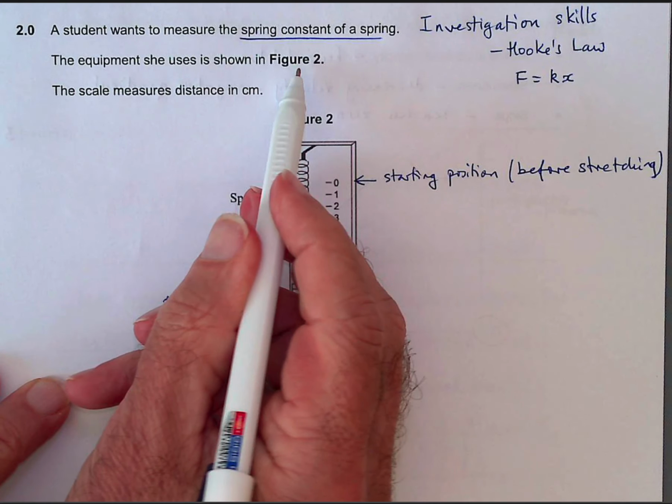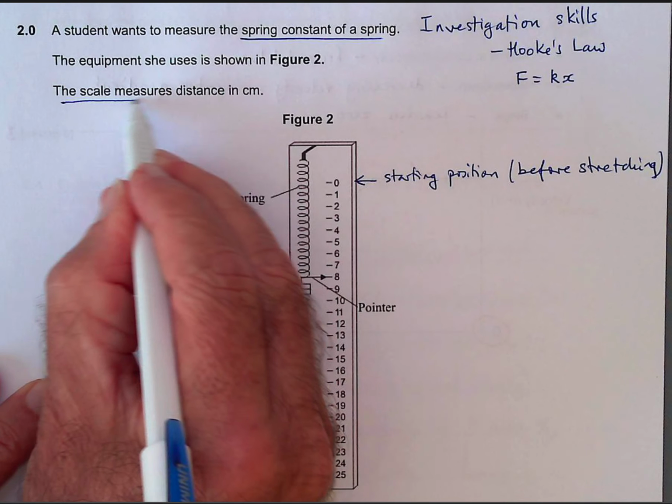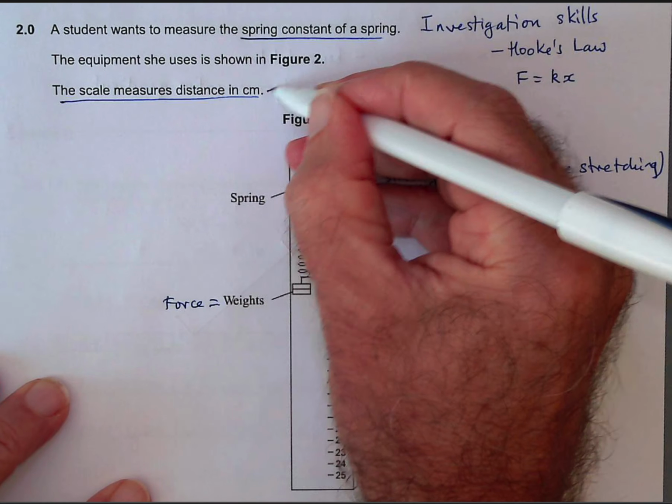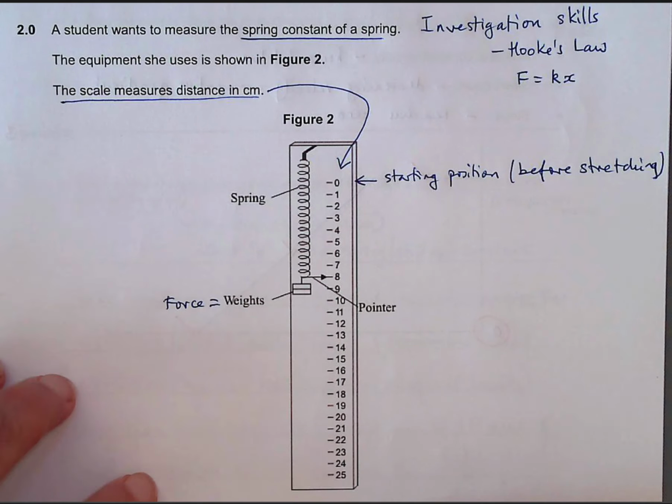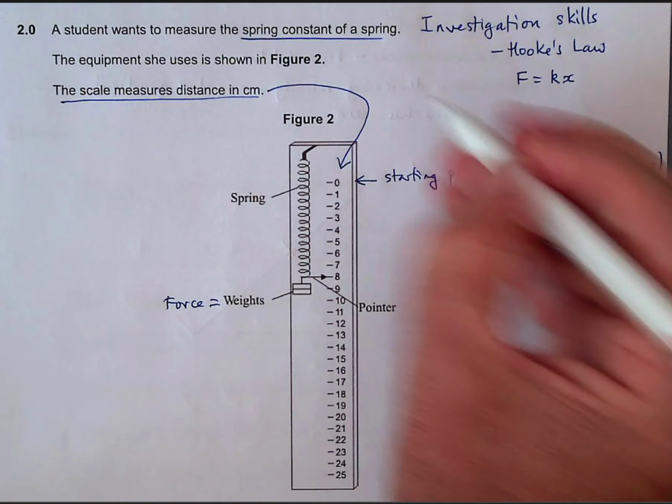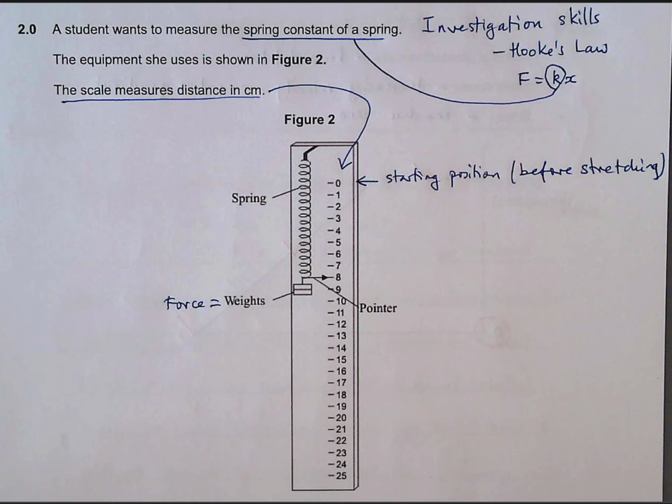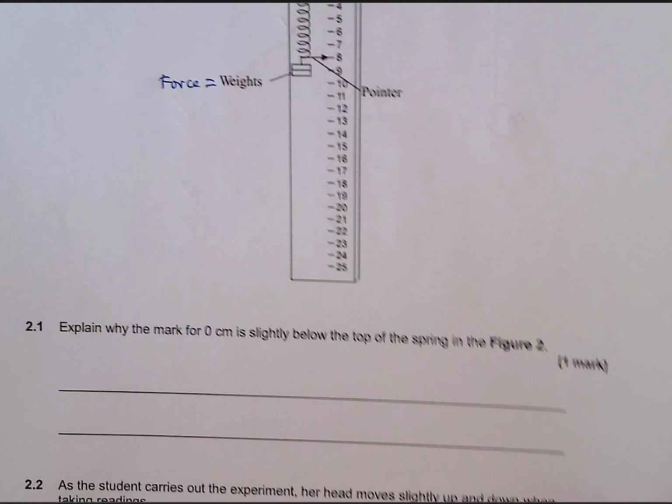The equipment she uses is shown in figure 2. The scale measures distance in centimeters. So these numbers are in centimeters. Okay. So we have to move it up. Hope that makes sense. So we need F equals kx. No, it's Hooke's law, and we want the spring constant, which is the value k, the proportionality between the force and the extension. So the stiffer the spring, the more force you need to extend it the same amount.